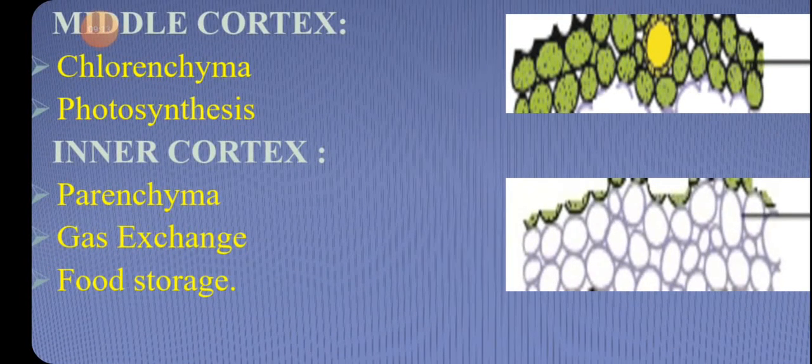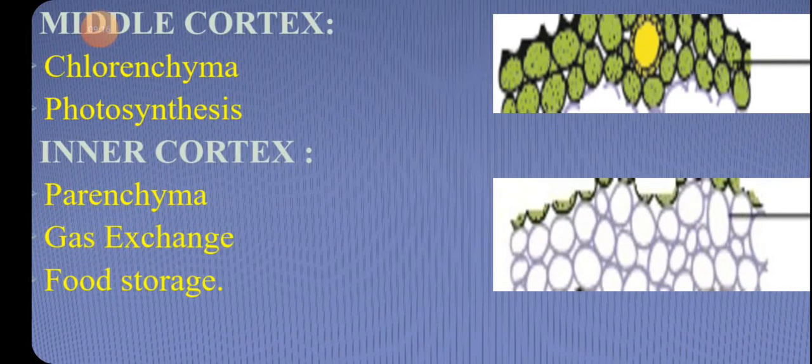Then the inner cortex, the last region of the cortex, in which a few layers of parenchyma cells are filled. Okay, what is parenchyma? The parenchyma cells are round or oval shaped. The cell wall is made up of cellulose or hemicellulose. Many intercellular spaces are present in between the cells. That is very important in nature. Then what is its function? Gas exchange. Unwanted gas is released from the cells and required gas is taken from outside. CO2 gas is released, O2 gas is taken in. So that is gas exchange.